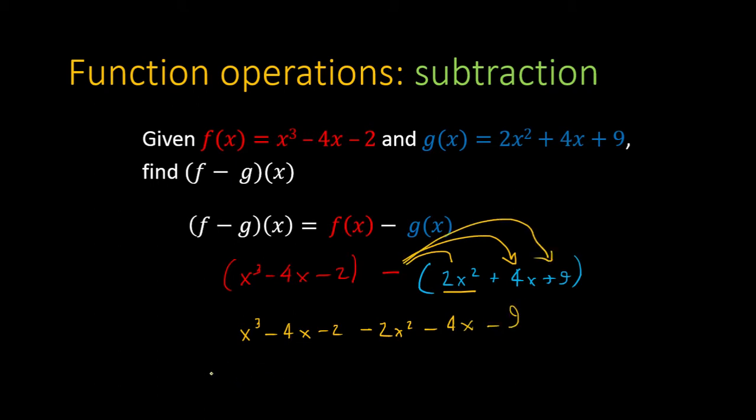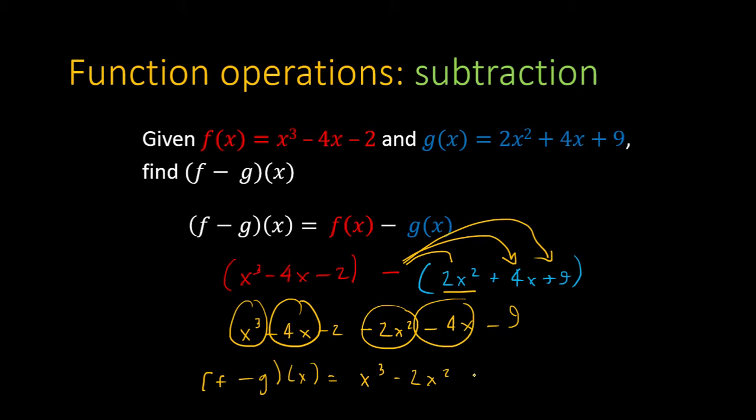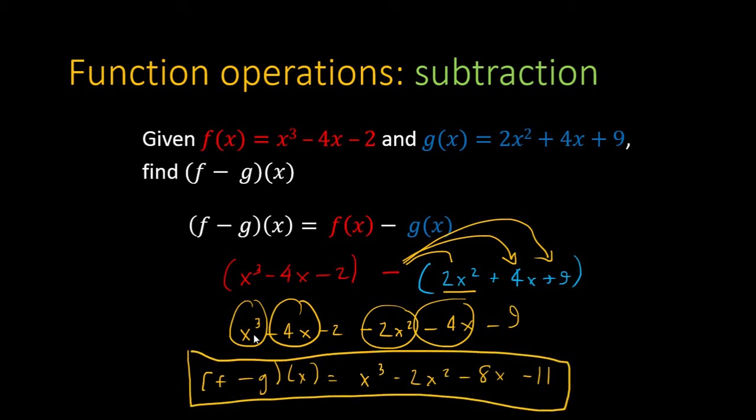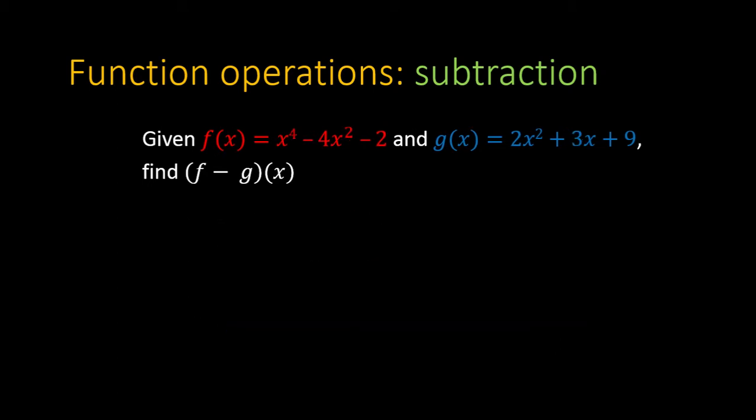Now I can combine like terms to get that f minus g of x is equal to x cubed minus 2x squared minus 4x, so that's minus 8x minus 11. So my final answer, f minus g of x, is equal to x cubed minus 2x squared minus 8x minus 11. The key was being sure to distribute that negative symbol to everything in g of x. Let's do that one more time.